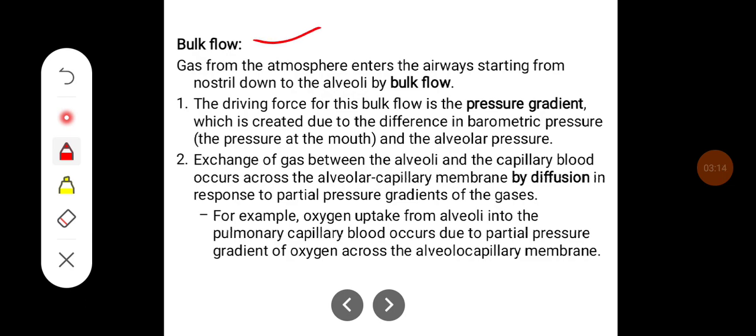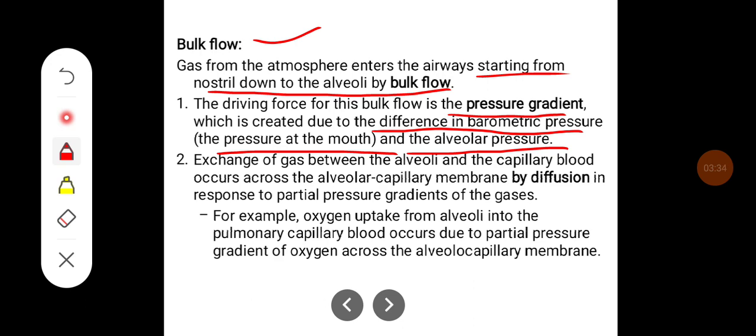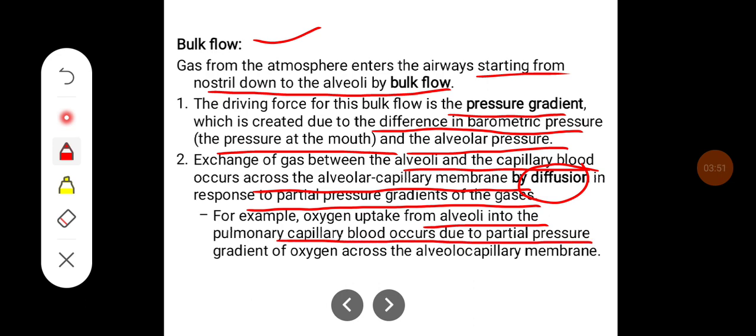Bulk flow. Gas from the atmosphere enters the airways, starting from the nostril down to the alveoli, by bulk flow. The driving force of this bulk flow is the pressure gradient, which is created due to the difference between barometric pressure, the pressure at the mouth, and the alveolar pressure. Exchange of gases between alveoli and the capillary blood occurs across the alveolar capillary membrane by diffusion in response to partial pressure gradients of the gases. For example, oxygen uptake from alveoli into the pulmonary capillary blood occurs due to the partial pressure gradient of oxygen across the alveolar capillary membrane.